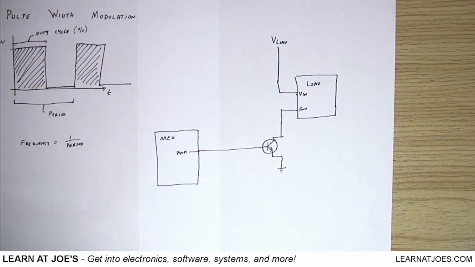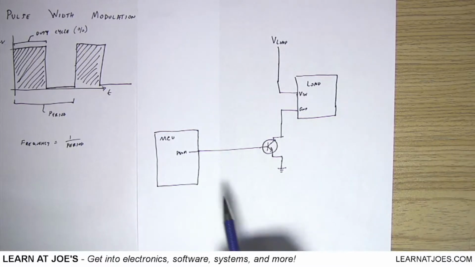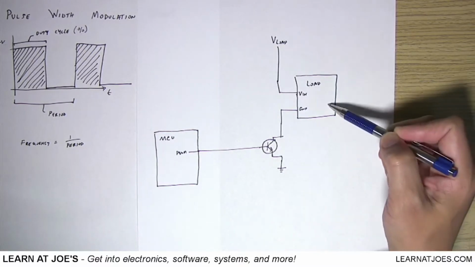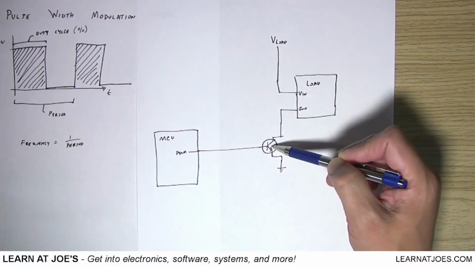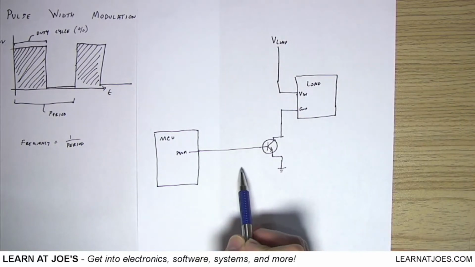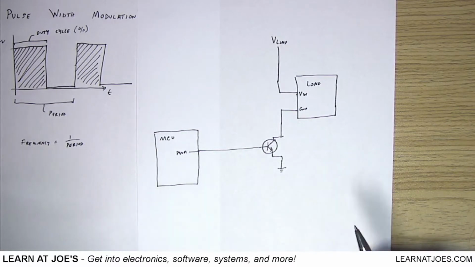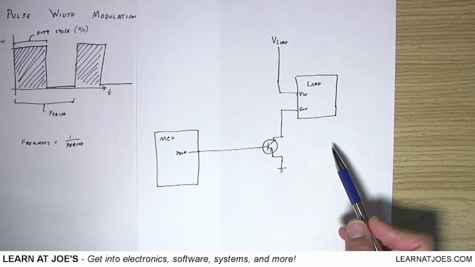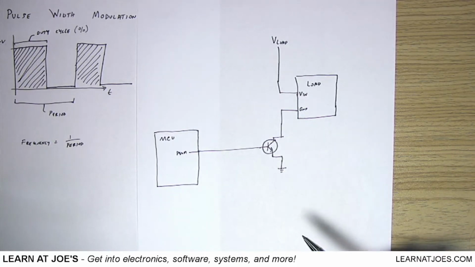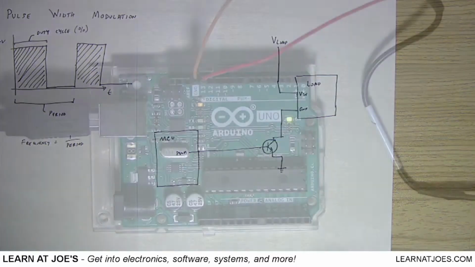Here's a basic circuit of a load being switched by a PWM signal. The load is driven by a voltage, and the low side switch is toggled by the PWM signal from the microcontroller. A PWM signal with a lower percentage duty cycle will run the load at a lower output, while a higher percentage duty cycle will run the load at a higher output.